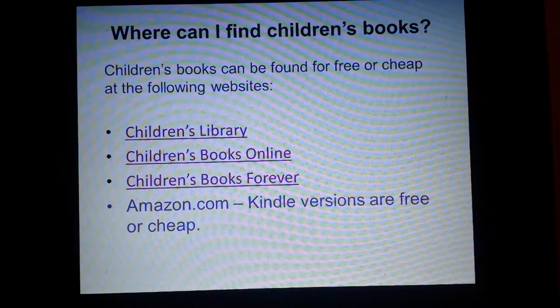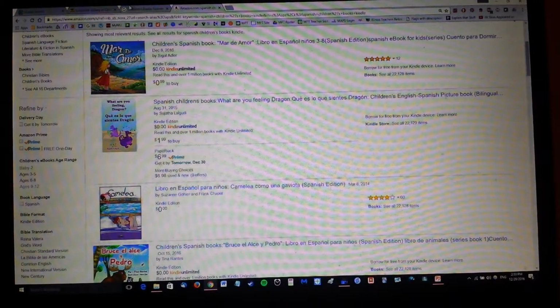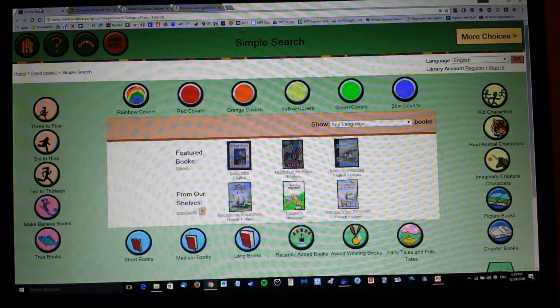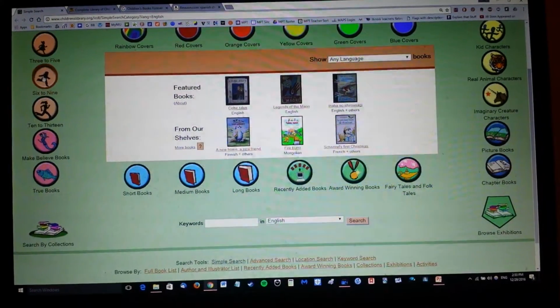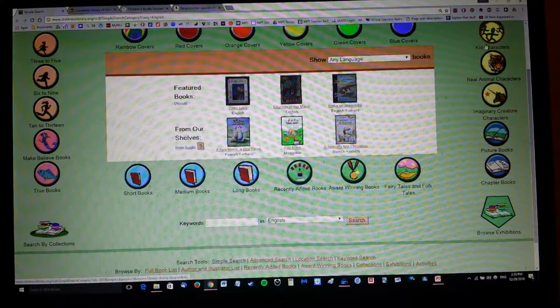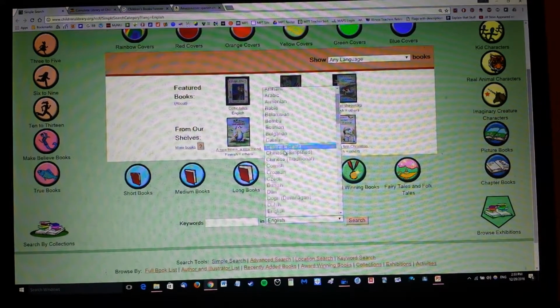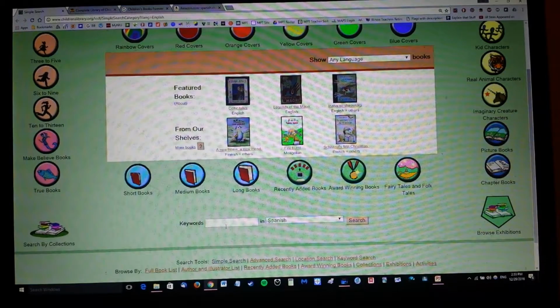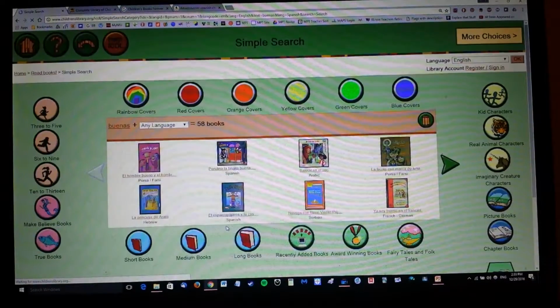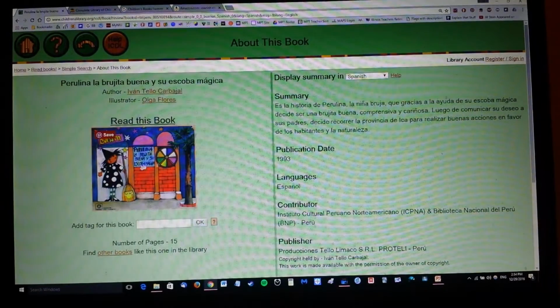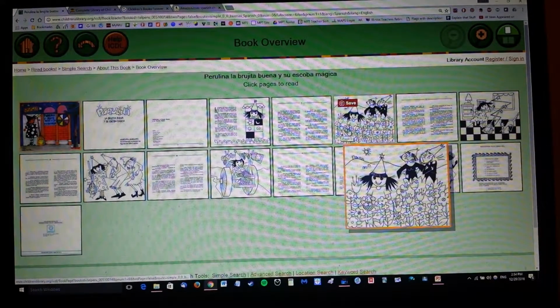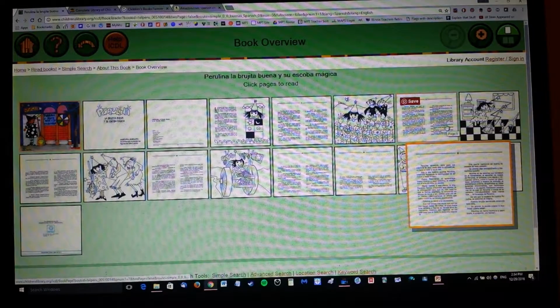Now, where can you find children's books? You can find children's books for free or for cheap at these websites, which I will show you. For example, this one is childrenslibrary.org, and you can see that there are different ages and different themes, and down here you can select many different languages. I'm going to choose Spanish. I'm going to search for a keyword, buenas, and if you look, you'll find that here you have a full children's book for you to peruse and practice with.